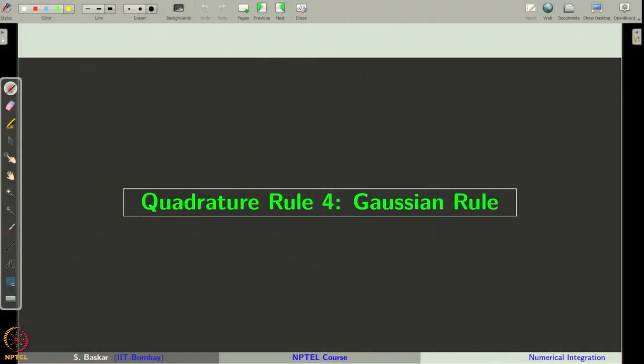Hi, we are learning quadrature formulas to obtain an approximation to a given integral on a bounded interval a to b. Today we will learn a commonly used method called the Gaussian quadrature rule. The Gaussian quadrature rule generally gives a better approximation to the integral a to b f of x dx when compared to the other quadrature rules that we have derived so far. Let us see how to get this better approximation.